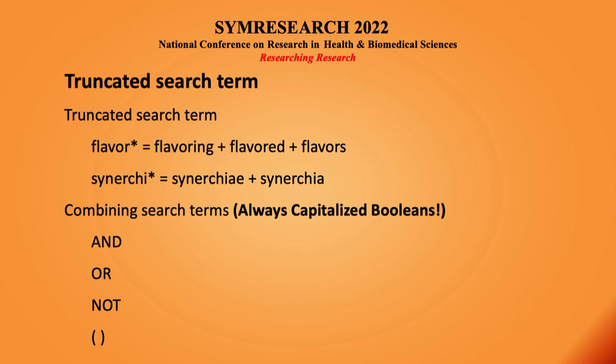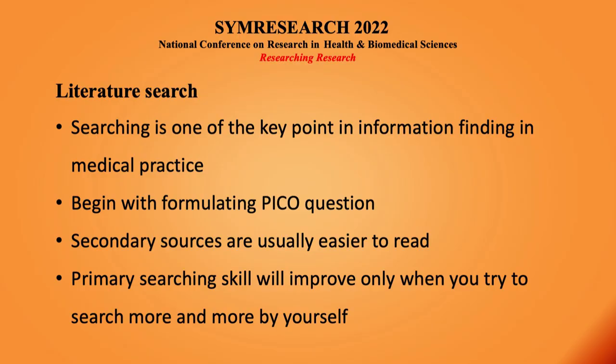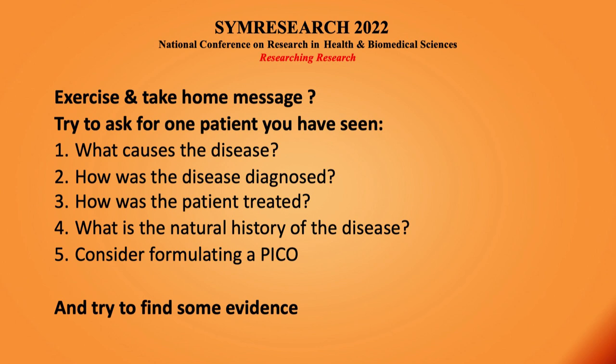Again, there are different ways of using truncated search terms. The use of the asterisk, right, is again one, like immunization, immunity, vaccines, right? For that you can use the truncated terms also. So these are the important things. Searching is one of the key points in information finding in medical practice. We should begin with formulating the PICO questions. Secondary sources are usually easier to read, and your searching skills will improve only when you try to search more and more by yourself. So this is one small exercise you can do.